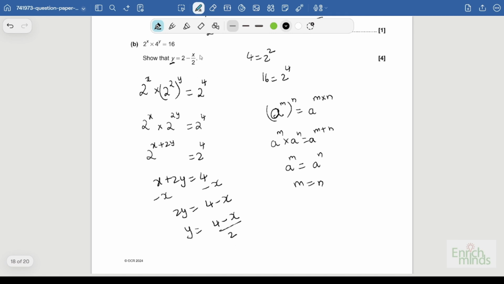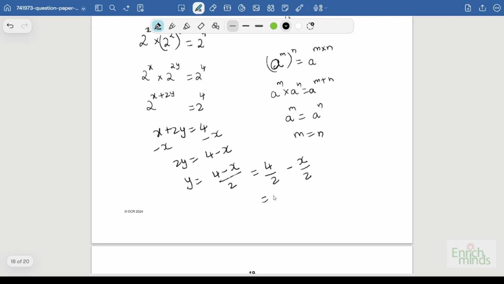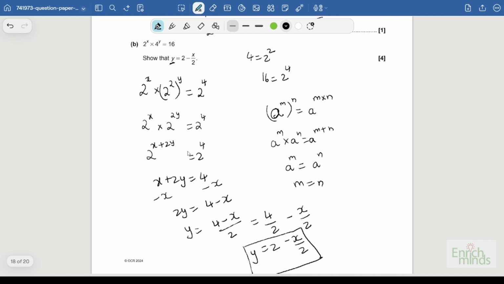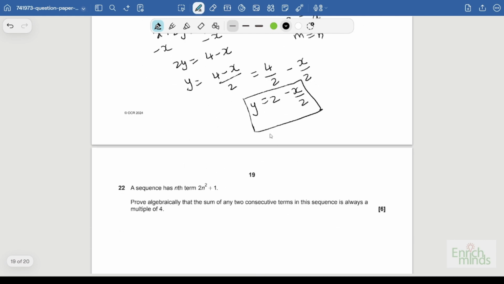Now to have exactly this term here, we can separate out these terms. So 4 minus x, the whole thing divided by 2, can be written as 4 over 2 minus x over 2. Half of 4 is 2, and there is this minus x over 2. So we have come to exactly what it wants us to prove. We have shown that using this equation, we have arrived at this conclusion.